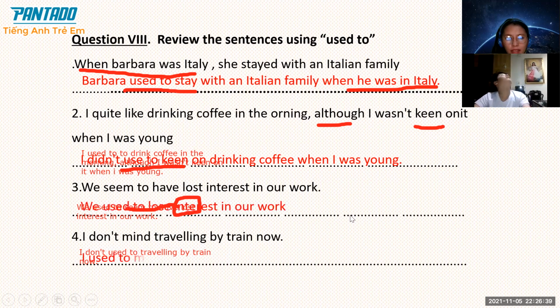For number 5, I used to mind traveling by train. It means don't. We just add used to, so delete the don't here. Do you have any question there? We just need to delete some phrases or words so the sentence will be more understandable.